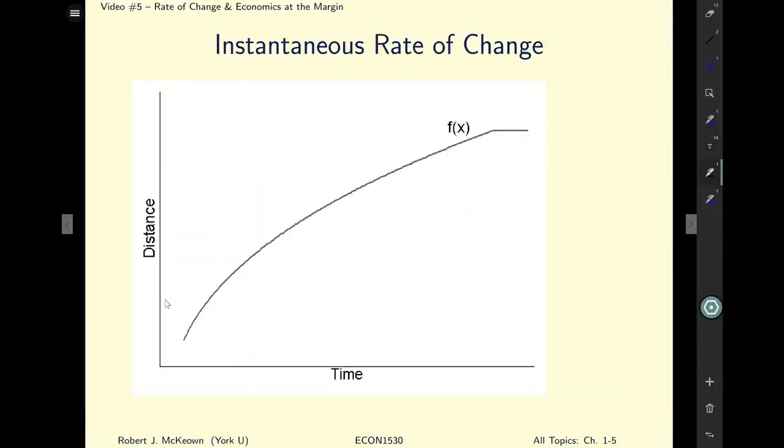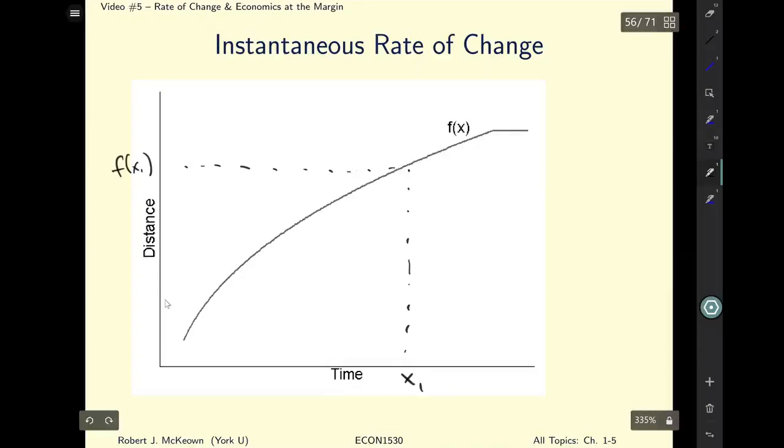Now what about the instantaneous rate of change? I've got my x1 and I've got my f of x1, and I could write the instantaneous rate of change as f of x1 plus h minus f of x1 over h, but h is getting close to 0.